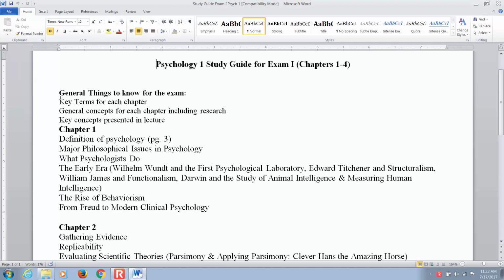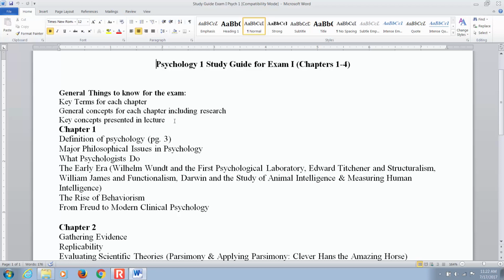So just some general points here. Make sure you focus on those key terms for each chapter, the vocabulary words. And I'm going to recommend that you use flashcards to help you review those. So those will be heavily tested. So make sure you're familiar with those key terms. General concepts for each chapter, including research. So what I sort of mean by that is the book often uses studies and research to enrich and support the discussion. Make sure you're aware of those studies and the findings of those studies.